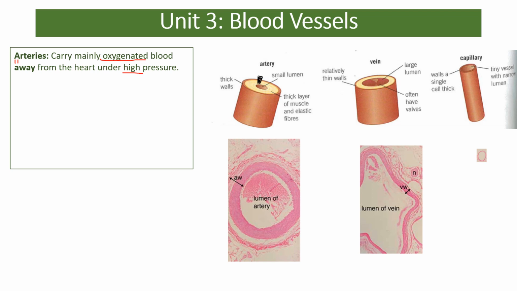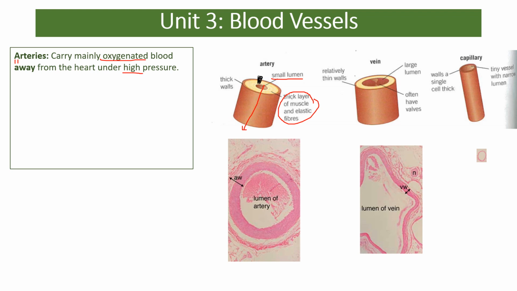Because it's under high pressure, the artery has adapted, and you can see here that it has a small lumen. The lumen is the space that the blood actually goes through, and by being small it maintains the blood pressure. If you think about a hose pipe, if you squeeze it, the water will come out at a faster pressure. Around the artery is a thick layer of muscle and elastic fibres, and that protects the artery because it's under high pressure.